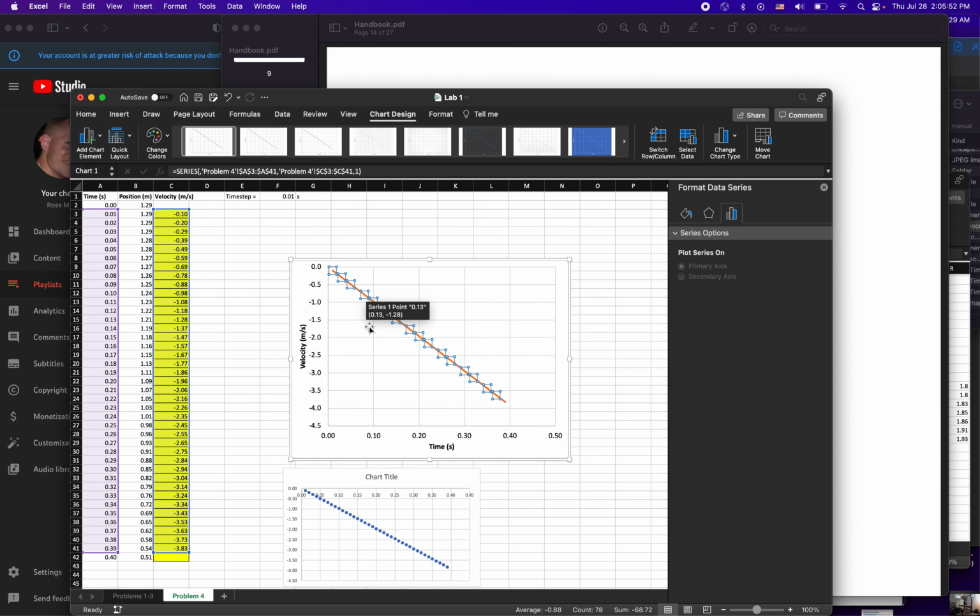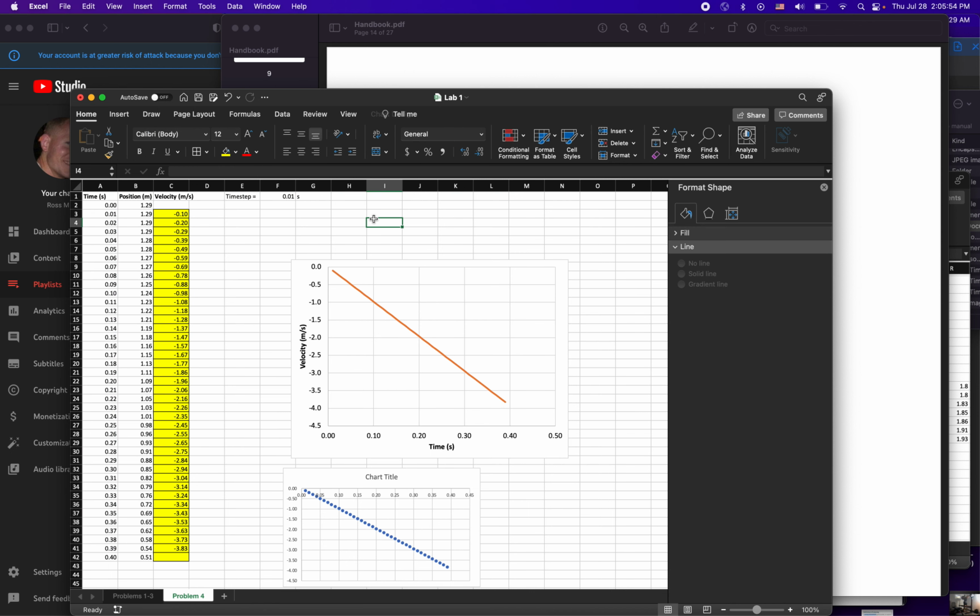Okay, that is it for this problem, and that is it for the 4 problems for this lab.